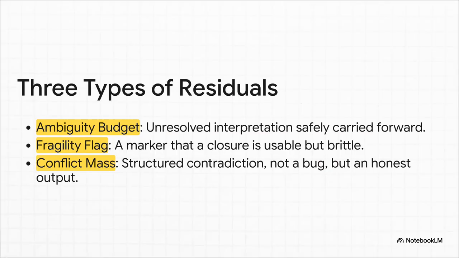And this residual isn't just a junk drawer, it's categorized. For example, you might have an ambiguity budget, which is basically the system saying, here's what I'm still not sure about. Or a fragility flag, which marks a result as usable but brittle. Or you could even have conflict mass, which is a structured contradiction. That's not a bug. It's an honest report from the system about the limits of what it could see.